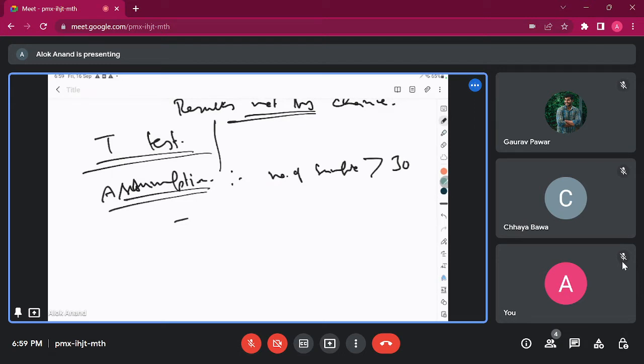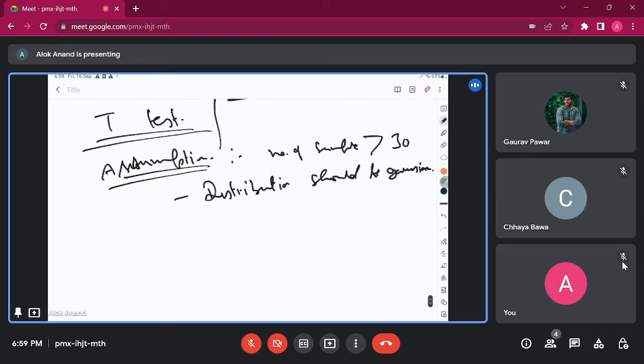Yeah, fine. So number of samples should be greater than 30, and और क्या होती है? Yeah, distribution should be Gaussian. Distribution should be Gaussian. ठीक है? It means जितने भी आपके पास samples होंगे, उनका number should be greater than 30, and distribution should be Gaussian. ठीक है?